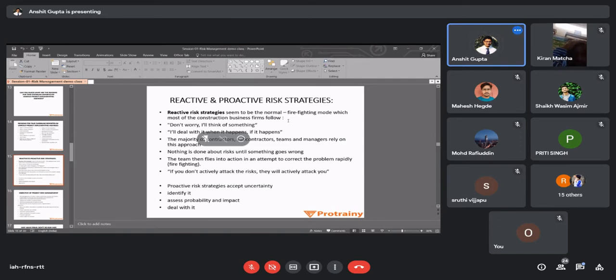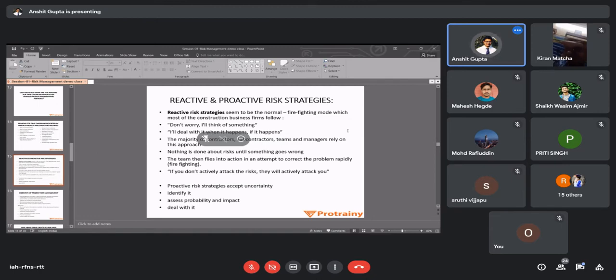so that you can save people and stop the fire. You did not use fire preventive materials; you were waiting for the fire to happen, and now you are running behind water to stop that fire. This is known as firefighting mode, which people do in reactive risk strategies.